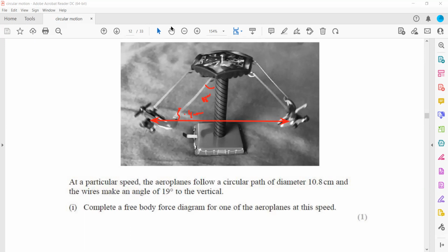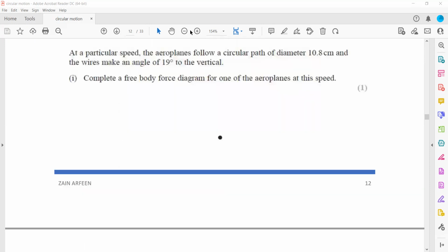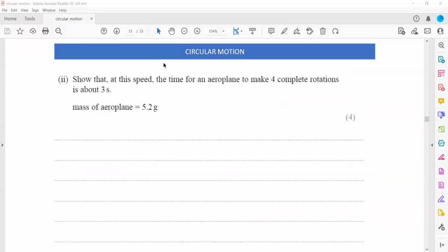When we draw the free body force diagram, the weight will act downward. If I'm using the left hand side plane, then the tension will act towards the point of contact. If I'm talking about the right hand side plane, then I should draw this pattern. And you have to label both arrows, weight and tension.